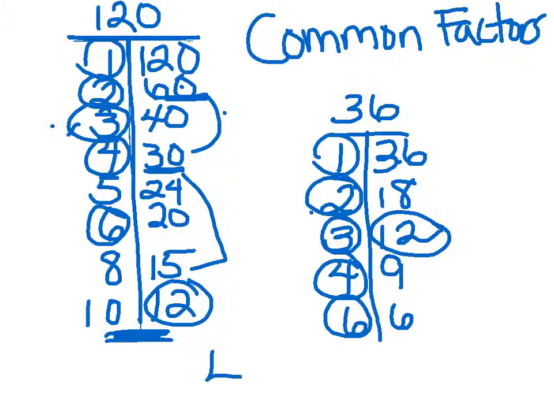And the greatest common factor, GCF, greatest common factor, is 12, because that's the largest number that gazinta both numbers.